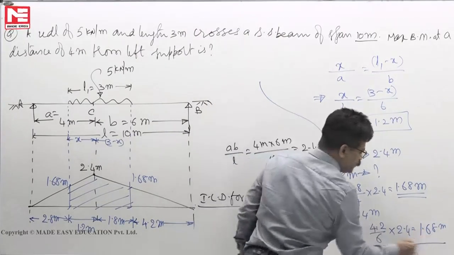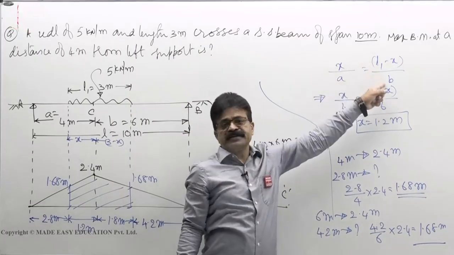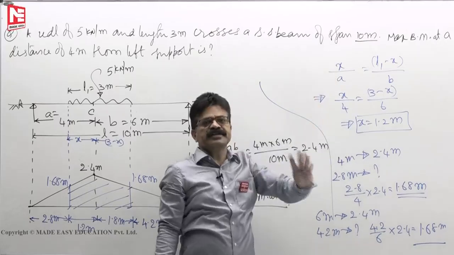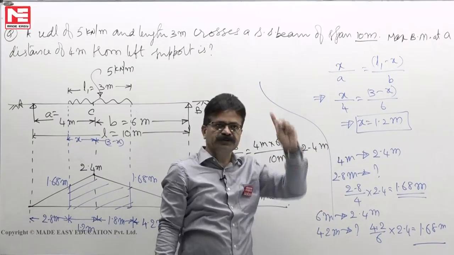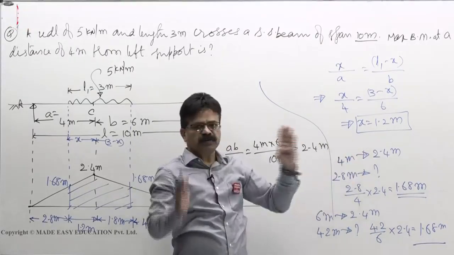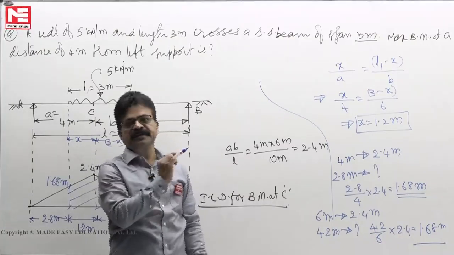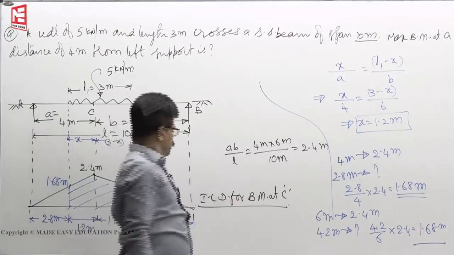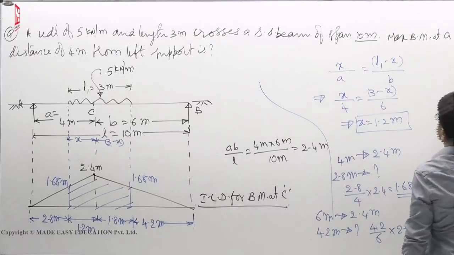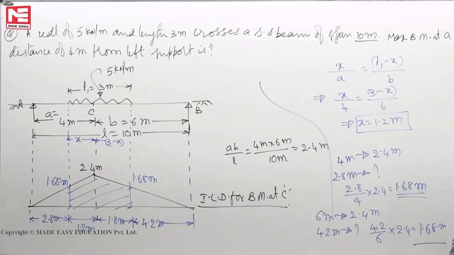So, if this condition is satisfied, loaded length by span is equal to loaded length by span, or whatever ratio C cuts the span AB, in the same ratio C must cut the load also. Then you will get the two ordinates of the ILD at the ends of the UDL equal, and the trapezium area will be maximum. So, now this is the condition. To get maximum bending moment at C, keep UDL as shown in the figure.